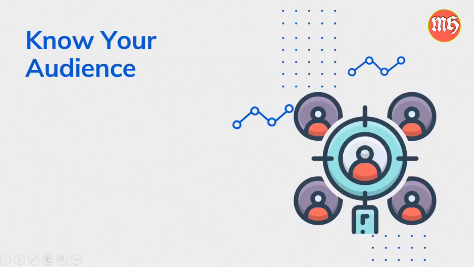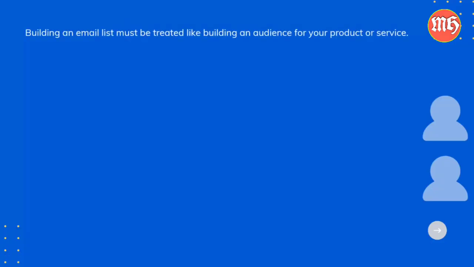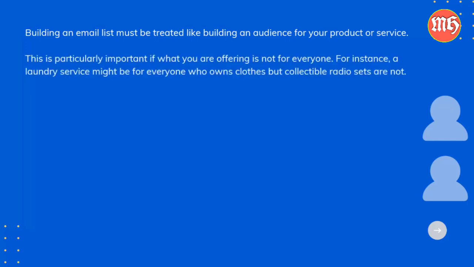Know your audience. Building an email list must be treated like building an audience for your product or service. This is particularly important if what you're offering is not for everyone. For instance, a laundry service might be for everyone who owns clothes, but collectible radio sets are not. So the first step in building an email list is to figure out your audience.